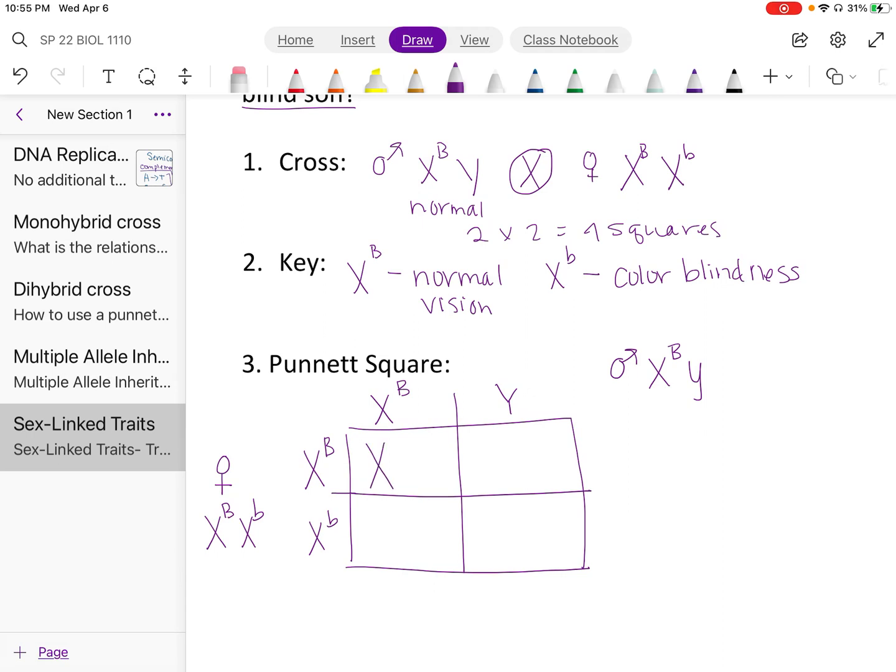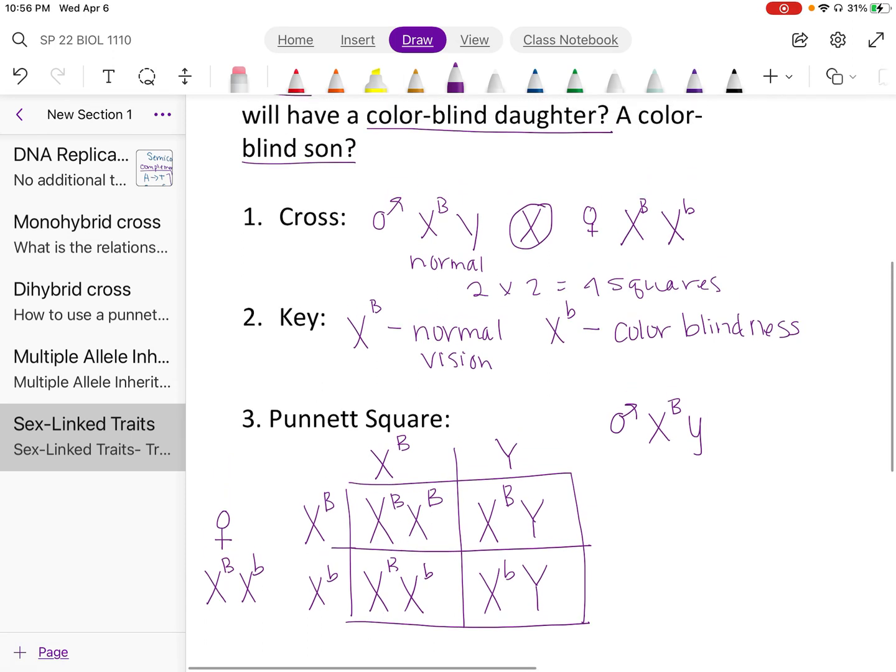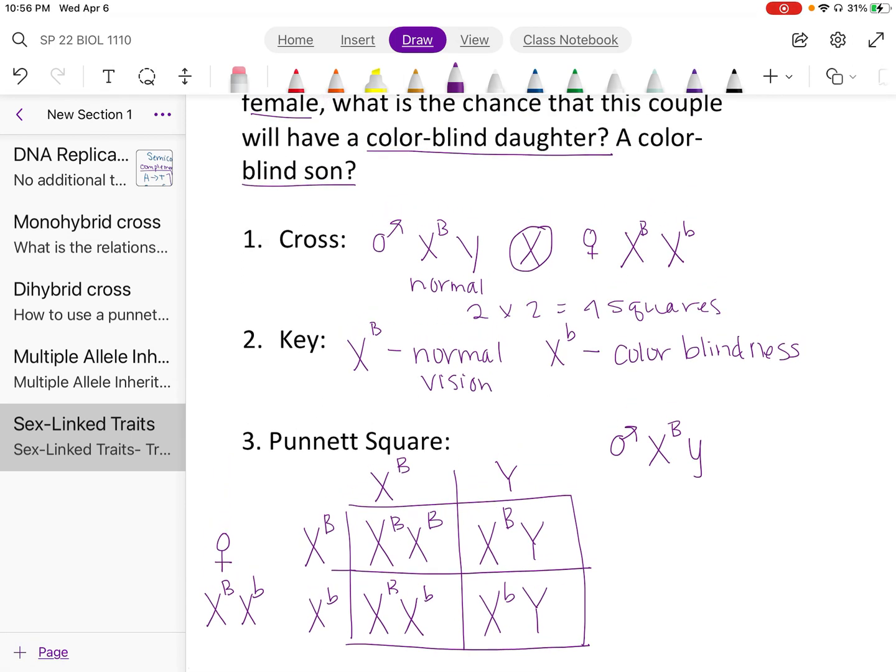So we have an X with a big B, or dominant allele, and then we have another X with the dominant allele and a chromosome with the little b allele, dominant B and a Y, and then we have a little b and a Y. Okay, so here's our offspring. And if we go back to our question, it's asking about a colorblind daughter.